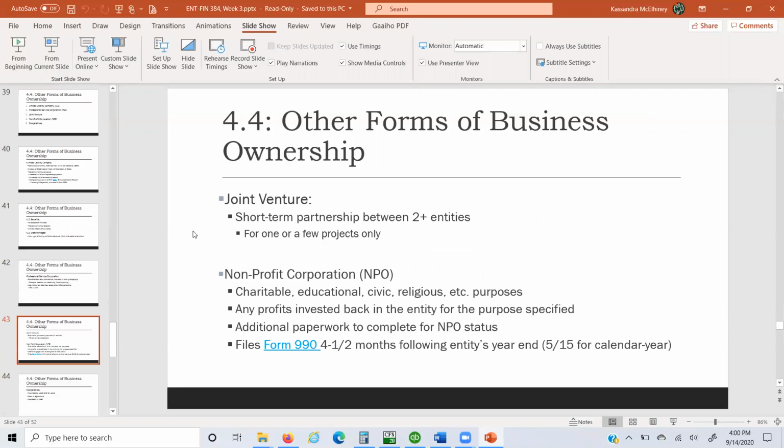A joint venture is another type of business ownership. You have two or more entities that couple for one or a few projects only. Like your NFL and maybe something like Subway or Pepsi or Coca-Cola, the joint venture for the Super Bowl.